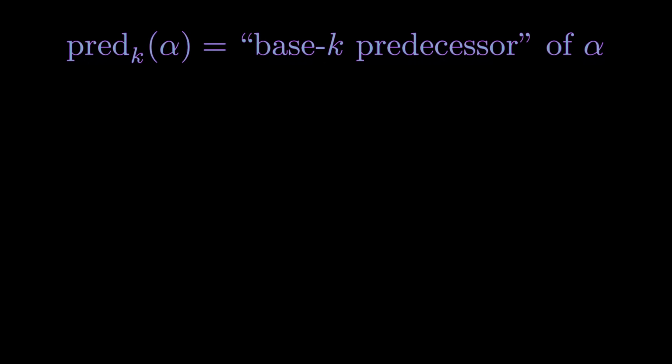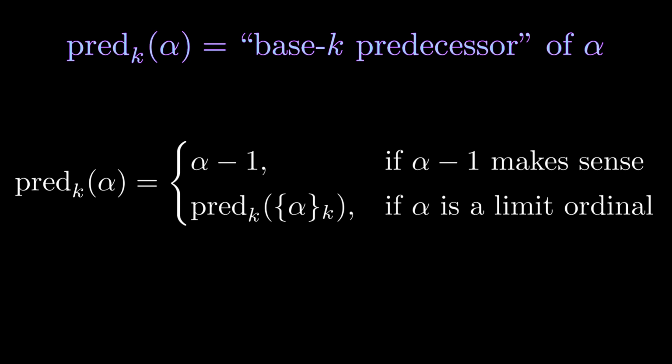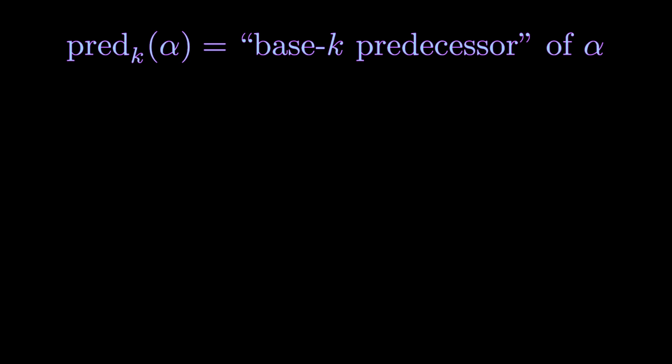With the mechanisms for borrowing digits, we can talk about a base k predecessor of an ordinal. If we have an ordinal alpha where subtraction by 1 makes sense, then define the base k predecessor of alpha to be its actual predecessor. Otherwise, we'll borrow in base k and then take the base k predecessor of the result recursively. It helps to do an example, so let's compute the base 3 predecessor of omega to the omega together.